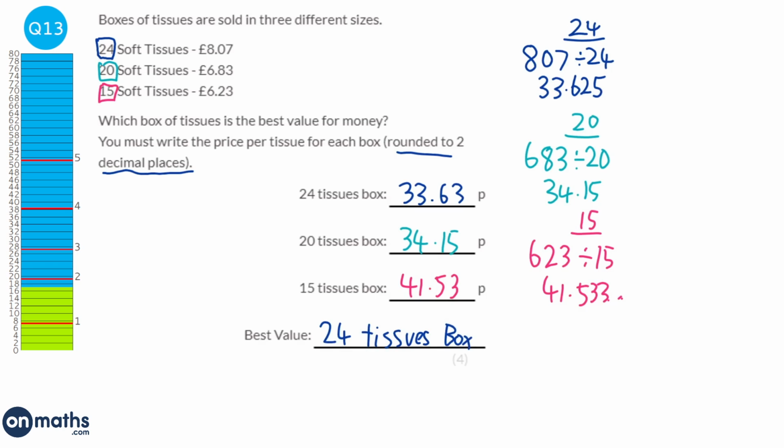Now, there's such a thing as buying in bulk. Generally, the more you buy of something, the cheaper it is. Don't rely on that, both in the GCSE exam and in real life. Sometimes in real life, if you buy more of an item, per tissue it actually becomes more expensive, especially if there's a special offer on the smaller box.